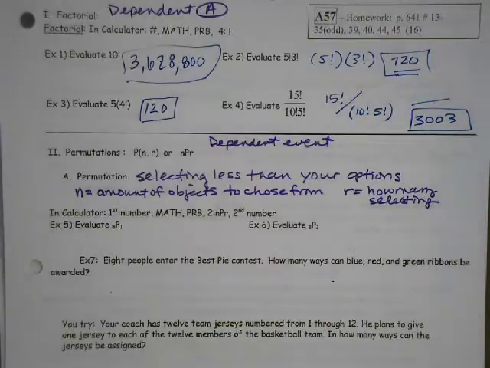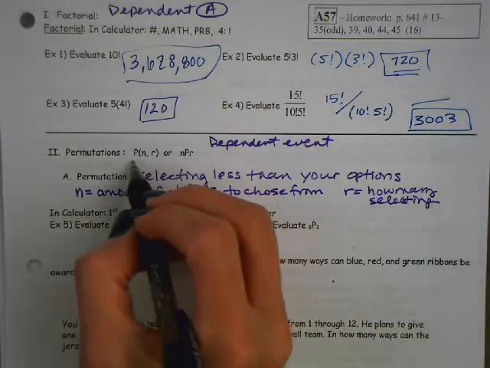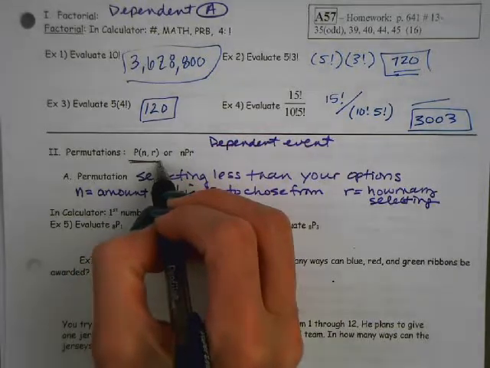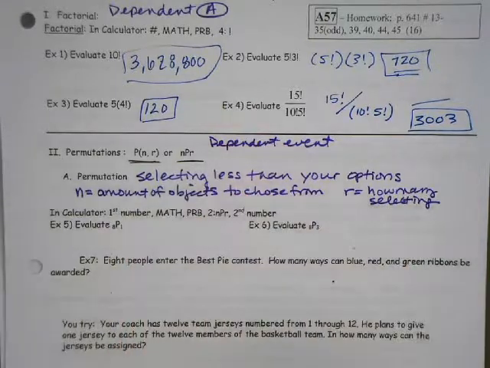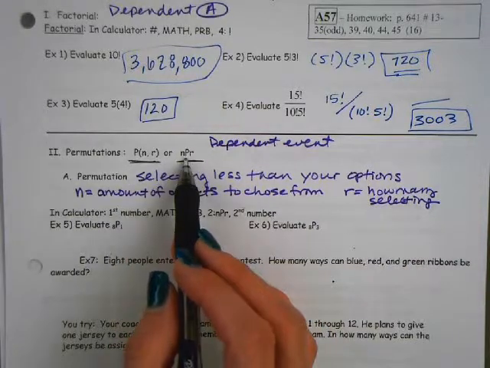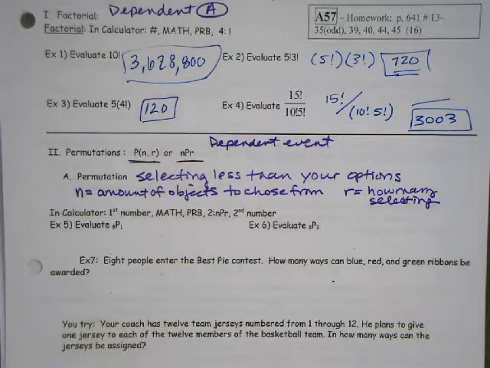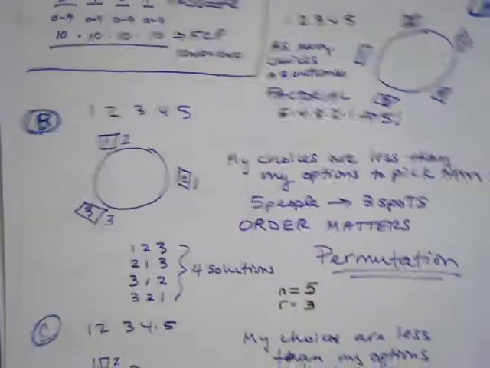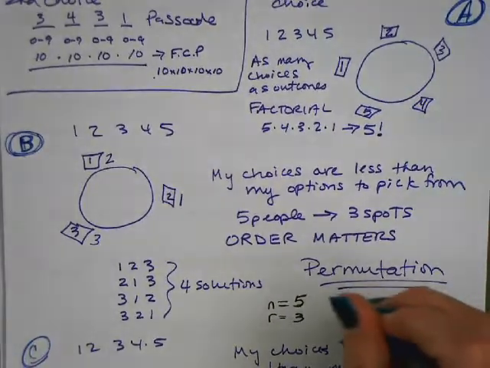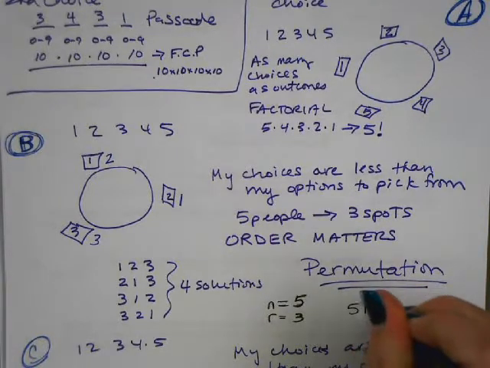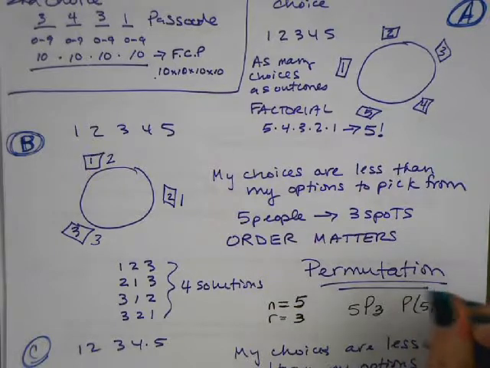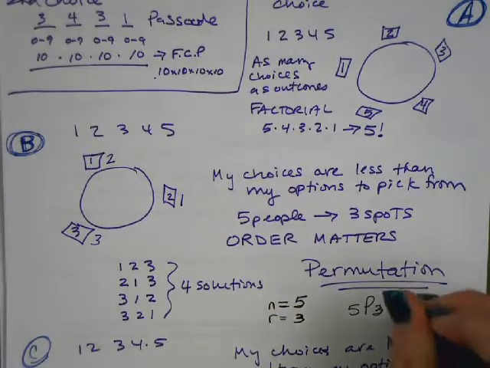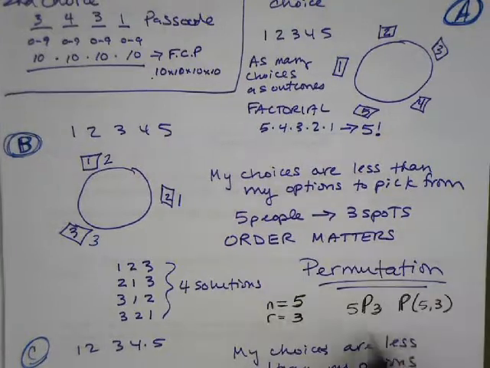So they have this wonderful equation you can use. There's two ways you're going to see it. You're going to see it as P in parentheses n, r, or you're going to see it as nPr. Okay. So in our situation of the chairs, it would be written as 5P3, or you would see it as P(5,3). Okay. So those are ways that you can write it.